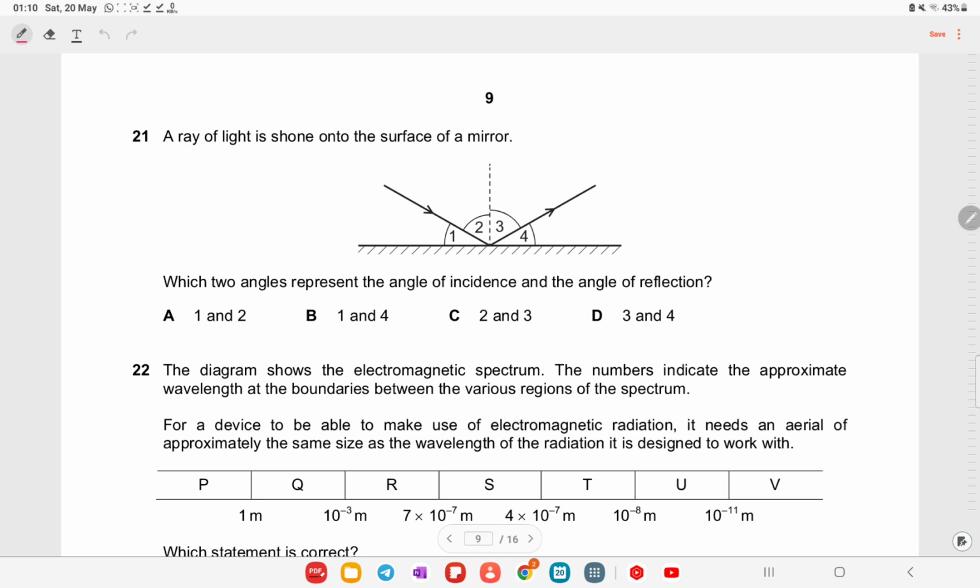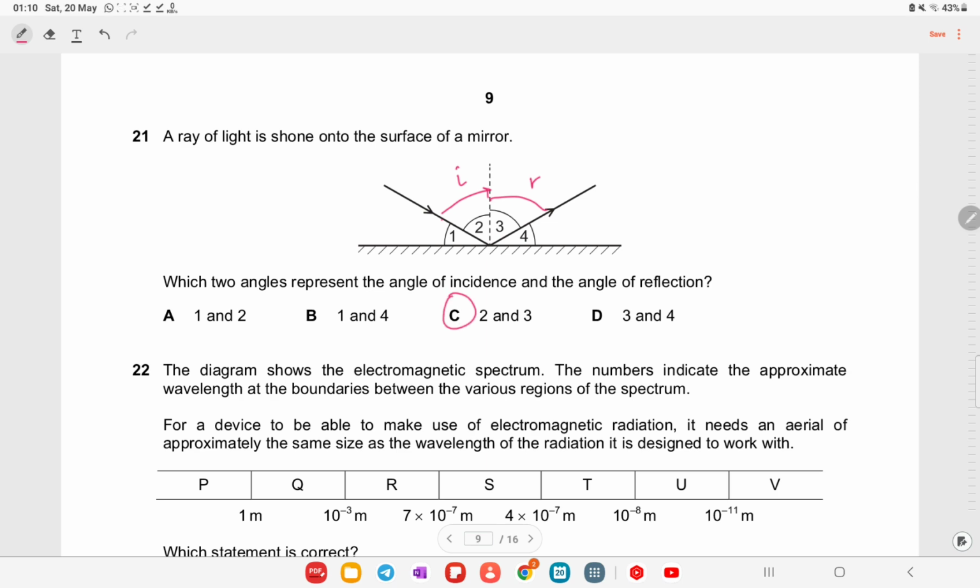A ray of light is shown on the surface of a mirror, and two angles represent the angle of incidence and the angle of reflection. Always remember, the angle of incidence is between the ray of incidence and the normal. So this is your angle of incidence and this is your angle of reflection. So option C is going to be the right answer for this.